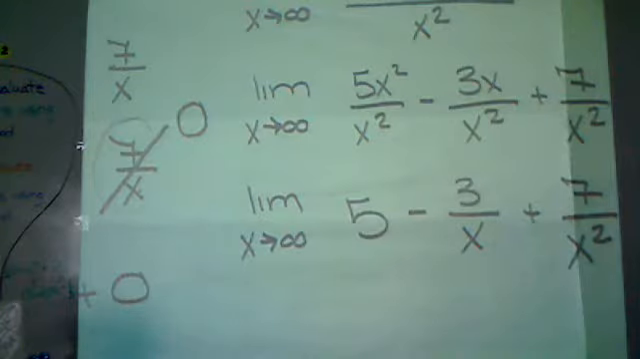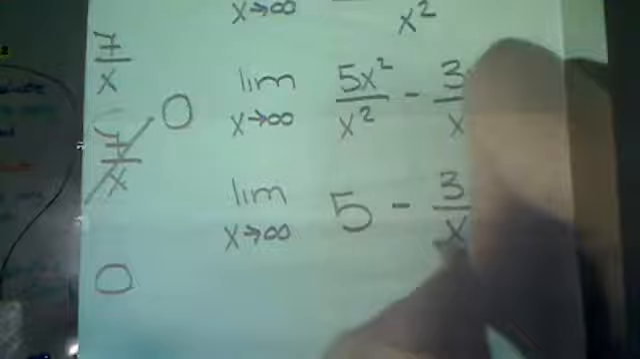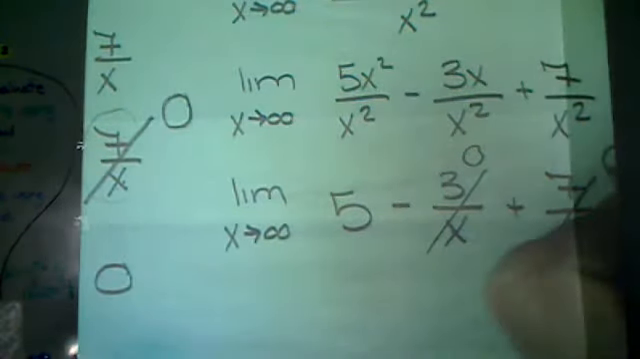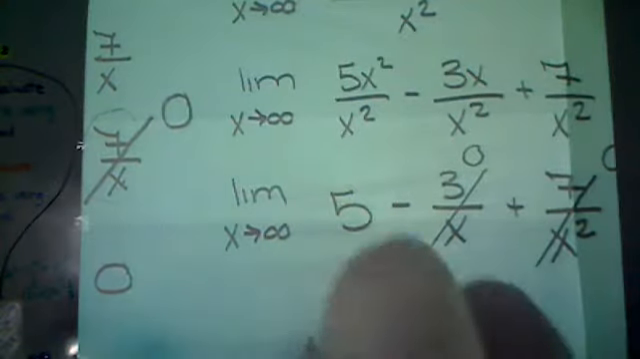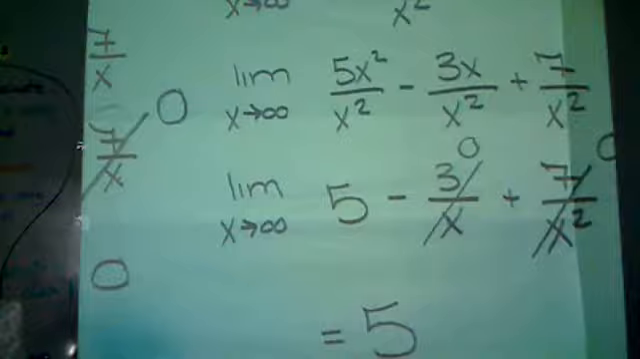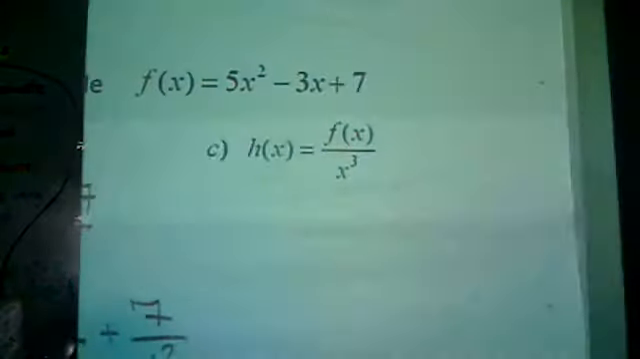According to the theorem above, a number divided by a really, really big number cancels out to just 0. Same thing over here. So we're left with the limit equaling 5. Try the last one on your own.